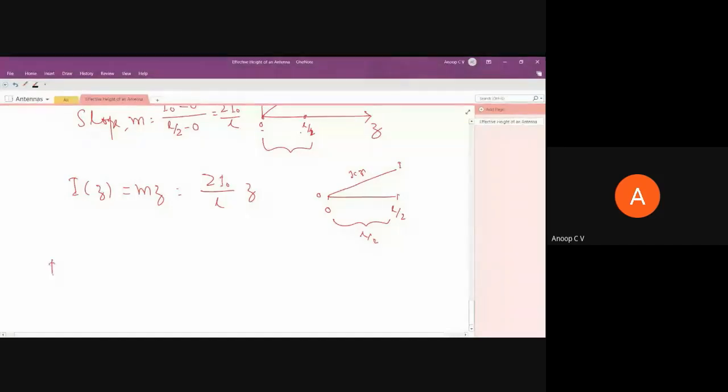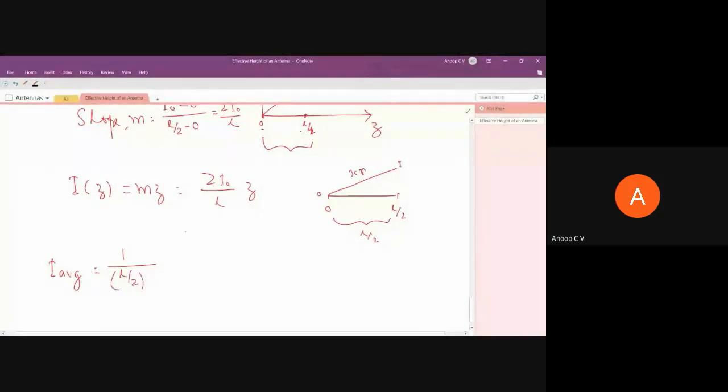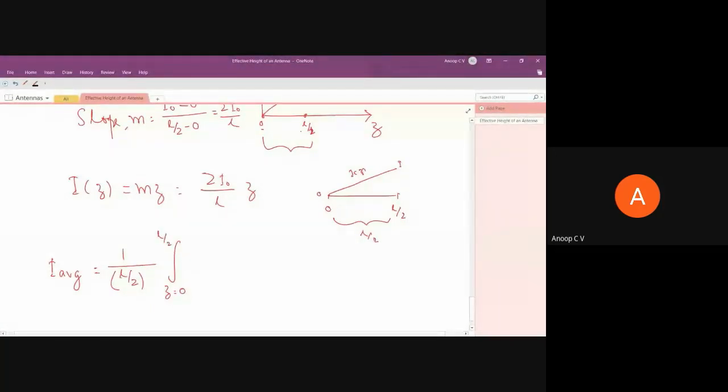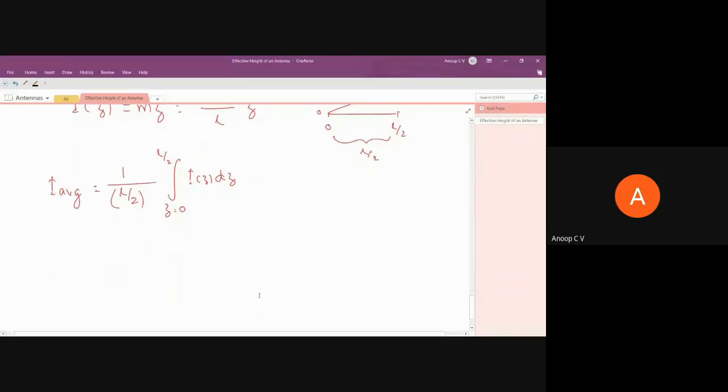So I average will be 1 by L by 2, integral z from 0 to L by 2, I of z dz. This is how I'll find the average. It's similar to what we have done earlier, where I used theta as it was a sinusoid. In this case, I'm using z. So I average is equal to 1 by L.